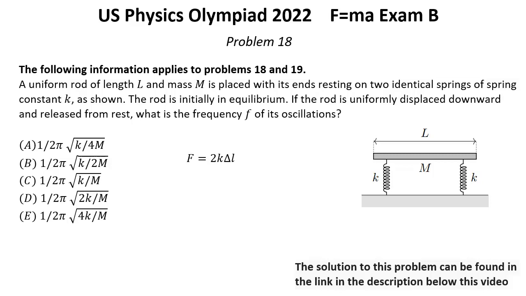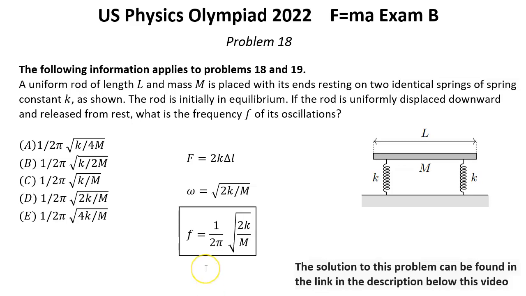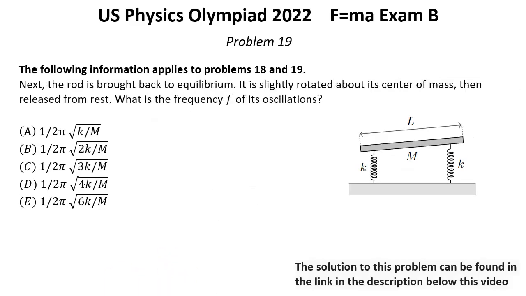So the angular frequency is square root of 2k over m, and thus the frequency is this one. That's answer D, and that was the solution for problem number 18. Problem number 19. Next, the rod is brought back to equilibrium. It is slightly rotated about its center of mass, then released from rest. What is the frequency f of its oscillation?